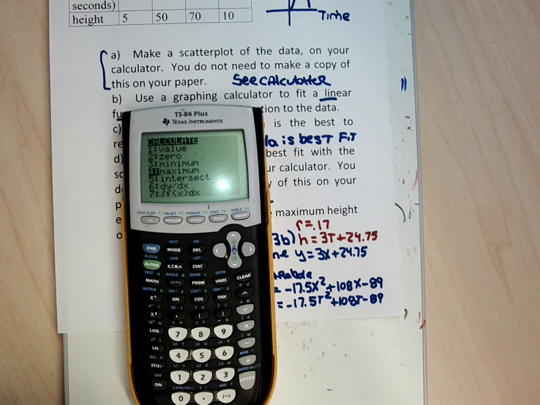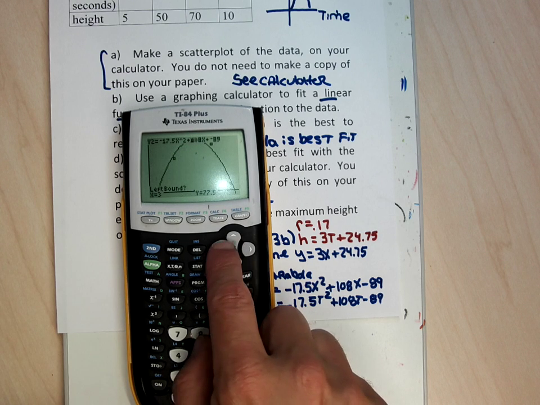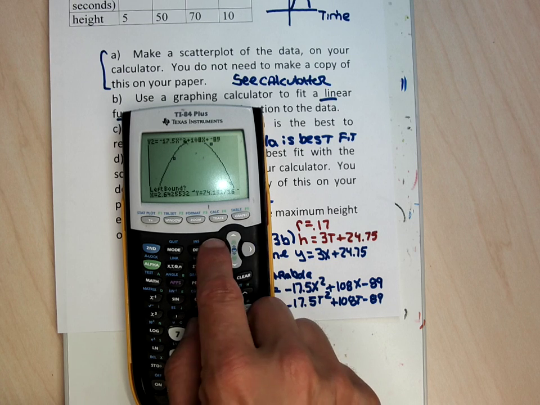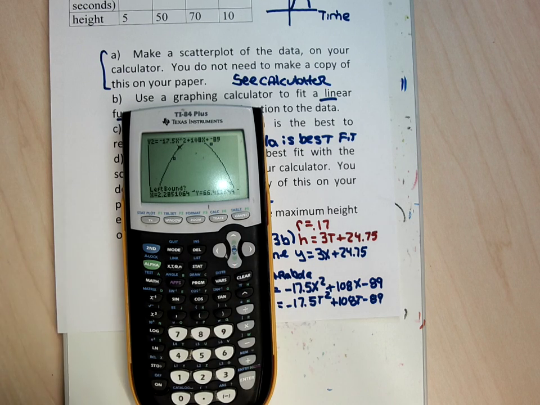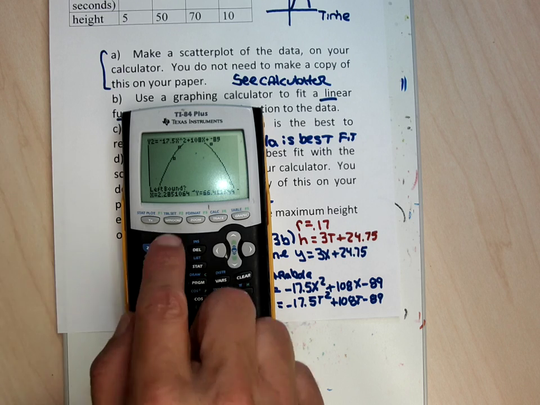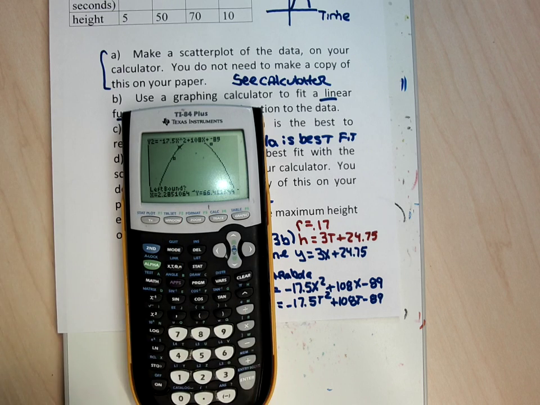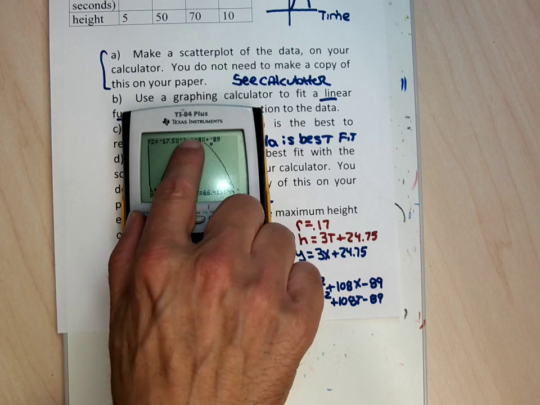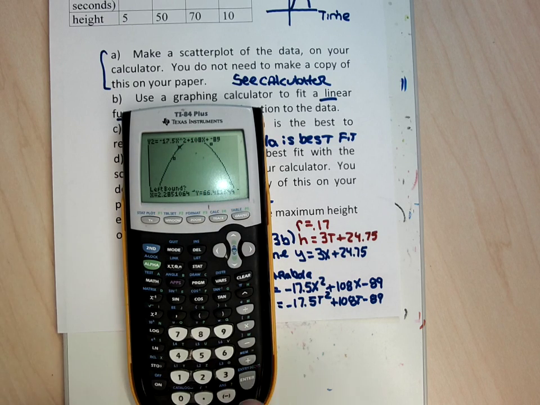So I arrow down to maximum. I'm going to hit enter. I'm going to use my cursor to, I don't even know where my cursor is at right now. Oh, there it is. I get my cursor to the left of the vertex when it says left bound. And then when my cursor is blinking somewhere to the left of the vertex, it could be way down here or way up here. As long as it's to the left of the vertex, you hit enter.